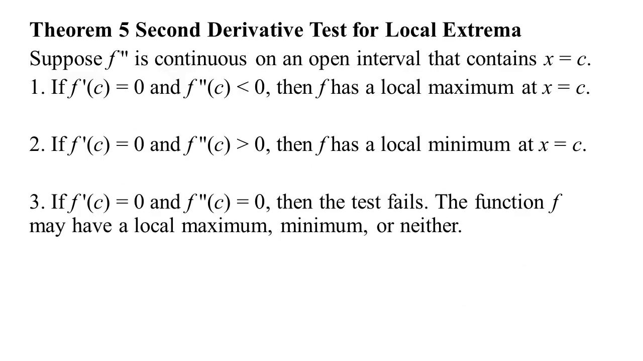It says, suppose that the second derivative is continuous on some open interval that contains your critical point c. So if the first derivative is 0 and it's concave down, then you must be at a max. On the other hand, if the first derivative is 0 and it's concave up, you must be at a min. But if the first derivative is 0 and you don't know about the second derivative, or the second derivative is 0, you can't tell whether it's concave up or concave down, so the test fails. You can't really say anything.